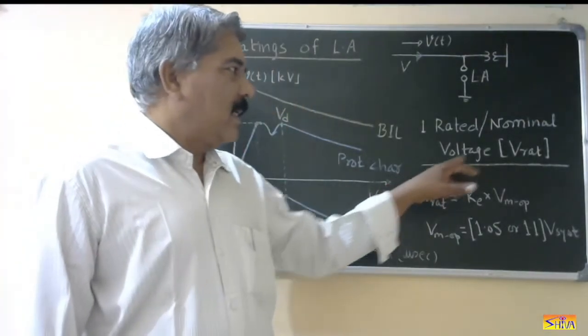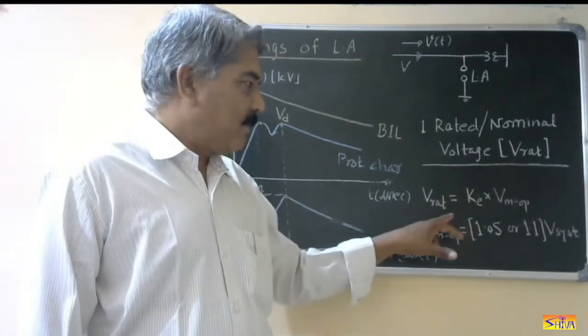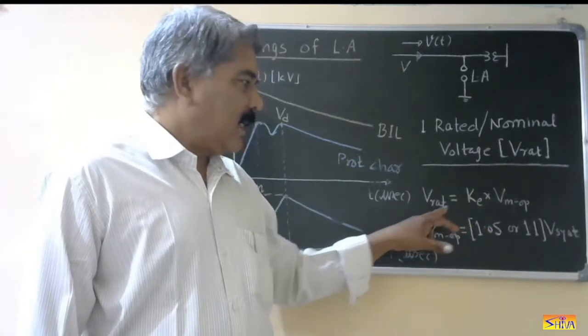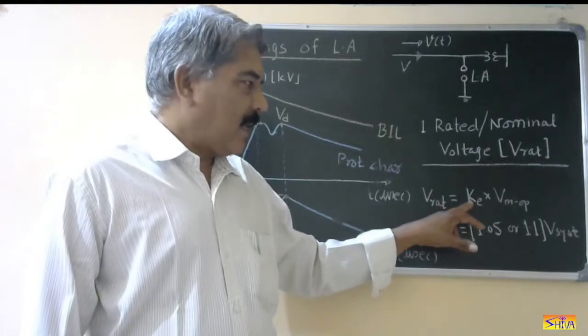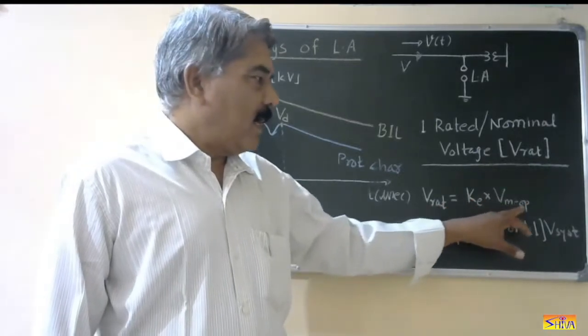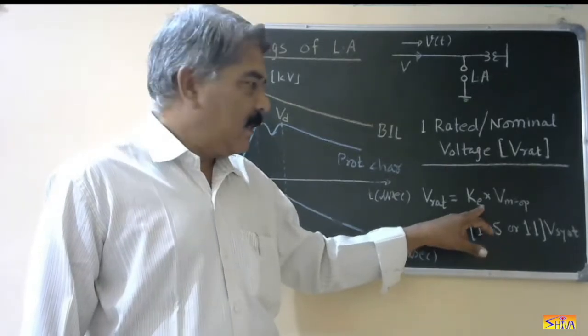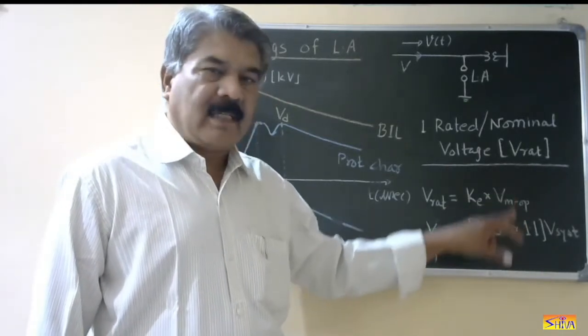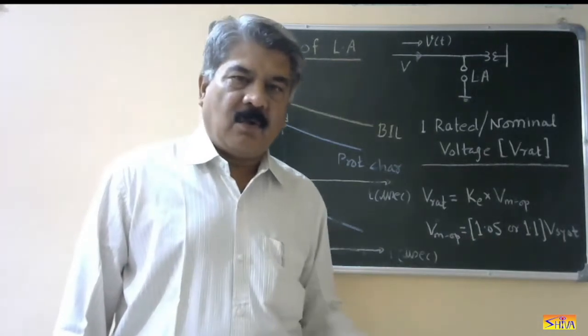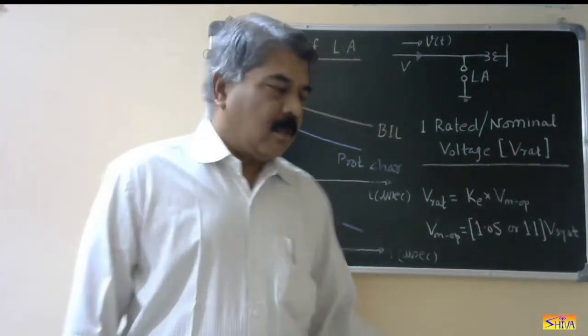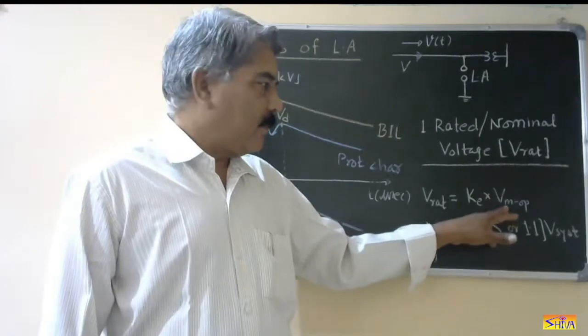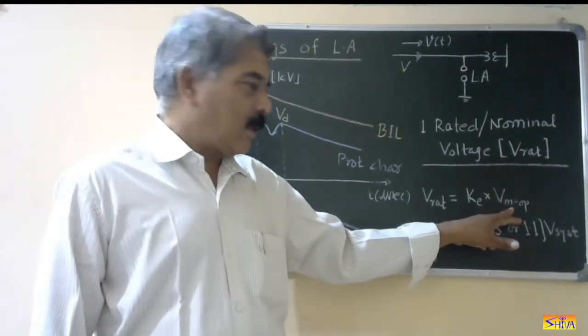For selecting the rated voltage of the lightning arrestor, this equation is used. Rated voltage of the lightning arrestor is Ke into VMOP. Ke is called the coefficient of earthing and VMOP is called the maximum operating voltage of the system. Now I will define these two terms. First, the maximum operating voltage of the system.